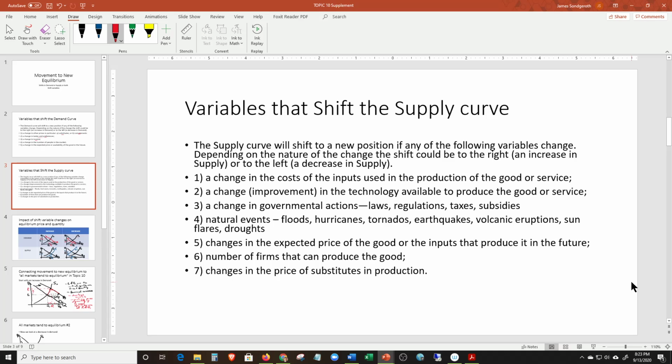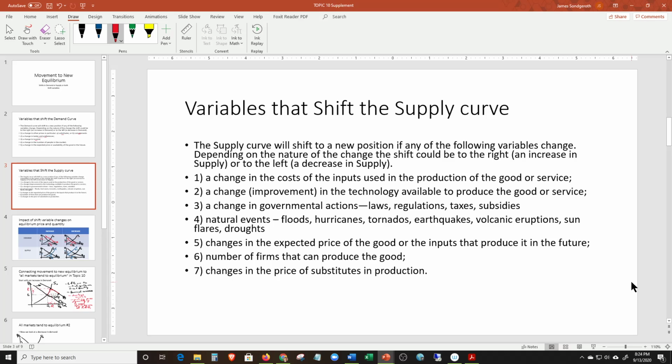Natural events, typically, most of these are bad and shift the production of goods to the left. Though certainly I should have put a good one in. I don't see any good natural event in here: great growing weather, plenty of sunshine, plenty of rain at just the right time. Crops, we have record crops, so that would shift it to the right.